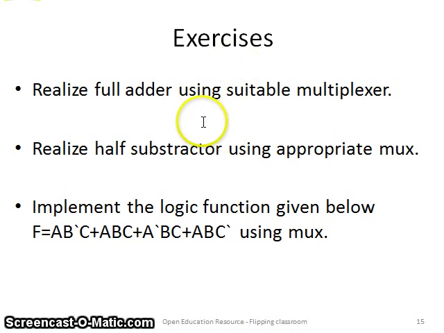Take it as an exercise to realize the full adder using a suitable multiplexer, and also realize a half subtractor using a mux. Also try to realize the expression function f using a mux.